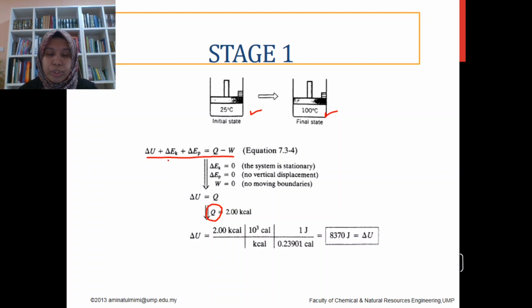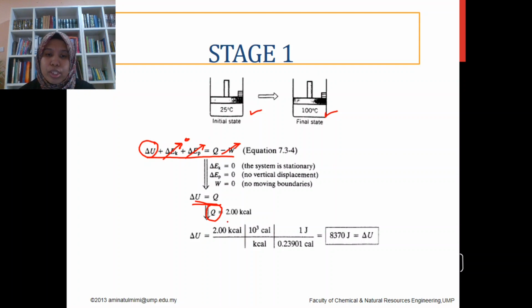So we know we want to find the internal energy. Okay, and we have to consider kinetic energy equal to 0 as the system is stationary, meaning the cylinder is stationary, and then at this stage there is no vertical displacement, meaning the piston is at the same position, so no potential energy, and then delta U is equal to Q minus W. So there is no work occurring at this stage. So that's why delta U is equal to Q.